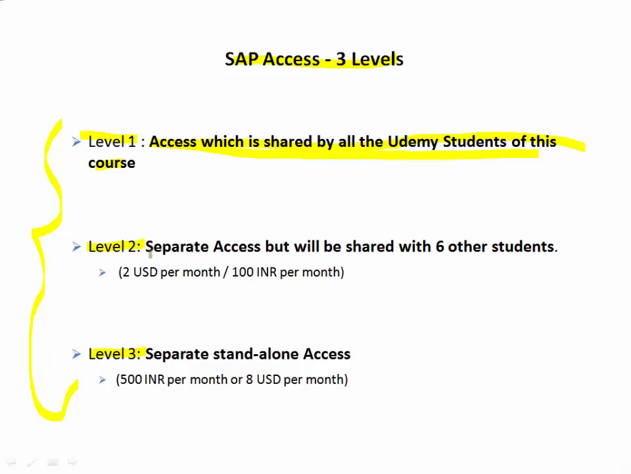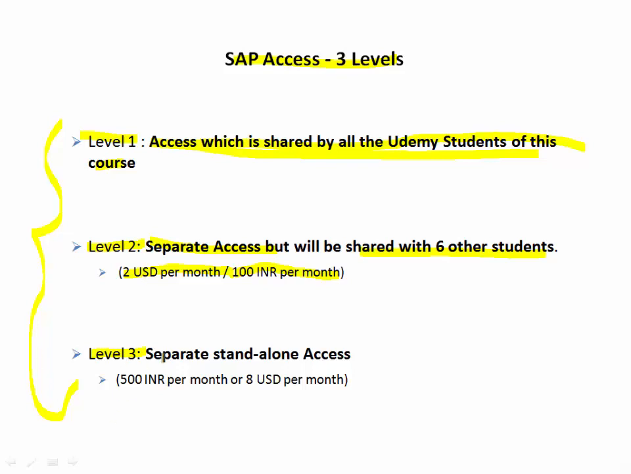Now the level 2 is separate access, but it can be shared with 6 students. For this, you just have to pay $2 US per month, or just 100 Indian rupees per month. Okay, so that's about it. If you are living in some other country, you can make the changes. You can convert that into your country's currency, and you can do your math.